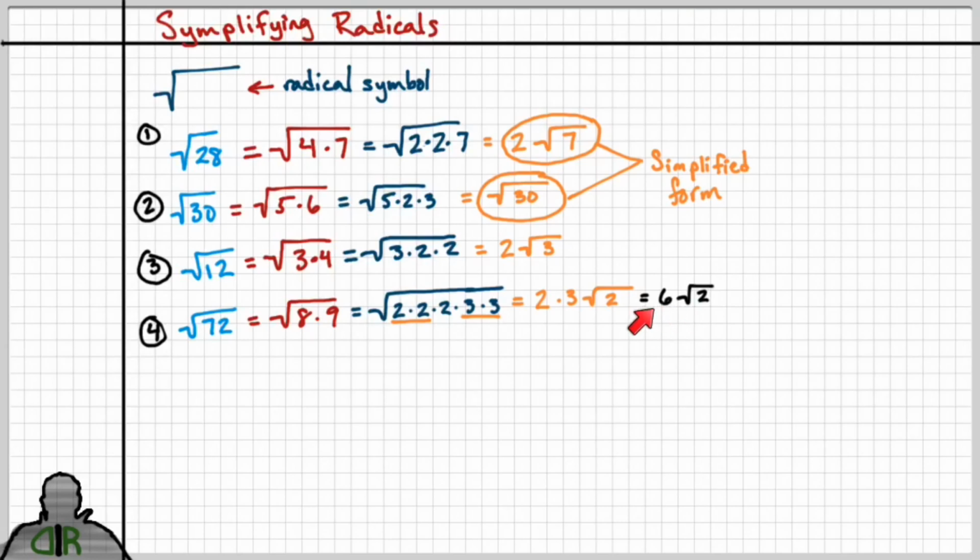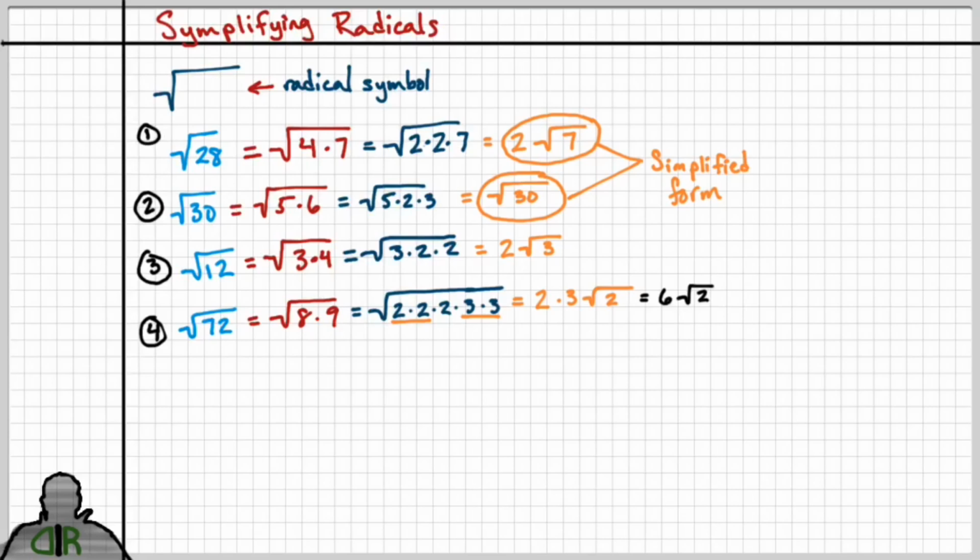I don't need to factor the 6 out. That's what I had right here. I am not required in simplest form to factor this number. The one that I want to simplify all the way down is the one inside the radical symbol. Okay, so this would be our simplified answer.